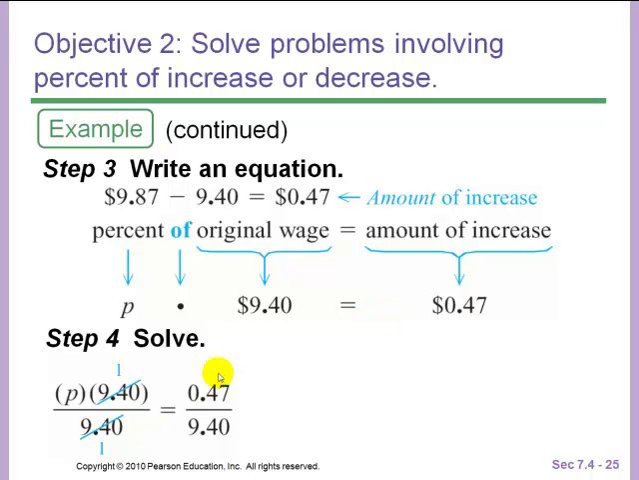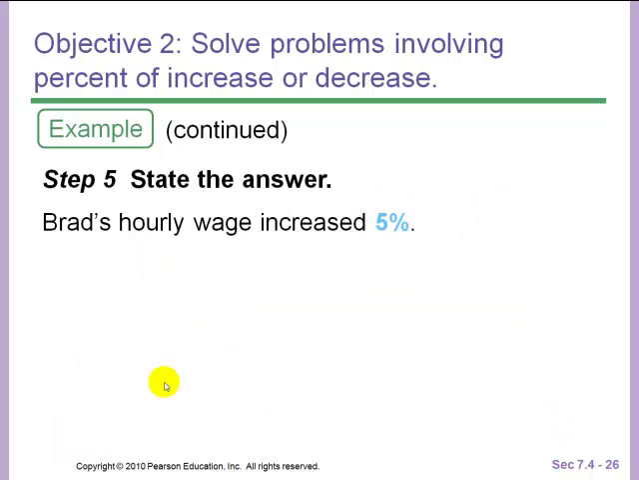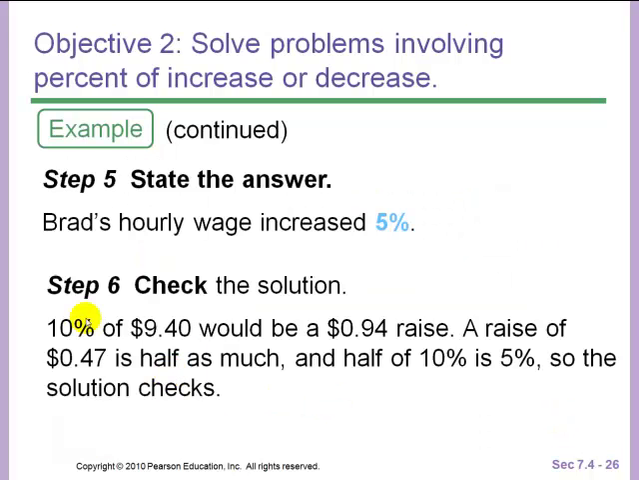Solve this equation. Again, this would be some nasty arithmetic, so I would grab a calculator for this. Oh, never mind. It's easy arithmetic. I was thinking of the next problem. So our percent is 0.05. Again, when you're using the equation, your percents will come out as decimals, so you have to convert them to a percent. So he got a 5% raise. You can check this. 10% of 940 would be 94 cents, and a 5% raise is half of that, which is 47 cents, which is about what he got. So that works out.